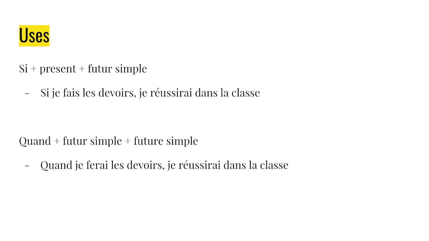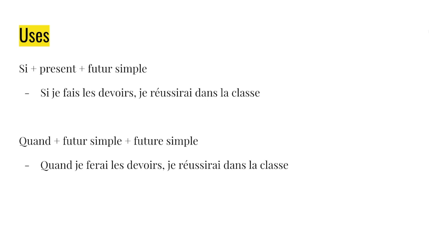The future tense can be used on its own, but it's commonly used with si clauses and quand clauses. So, with si clauses, you would use the present tense first and the futur simple second. For example, si je fais le devoir, je réussirai dans la classe. So this sentence basically says, if I do my homework, which is present tense, I will succeed in the class, which is future.